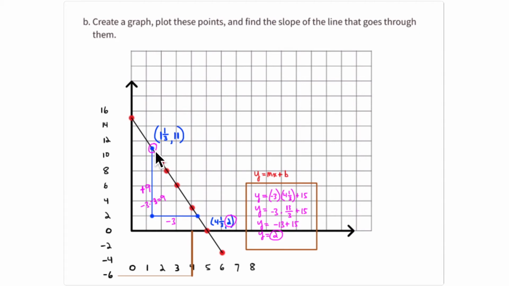along the y-axis. Well, if this is positive 9 and I start out at 2, this is 2 units right here, and add 9, you're going to end up at 11. So this point right here is 1 1/3, 11, and this point right down here is 4 1/3, 2, which is the same as 13/3, 2.